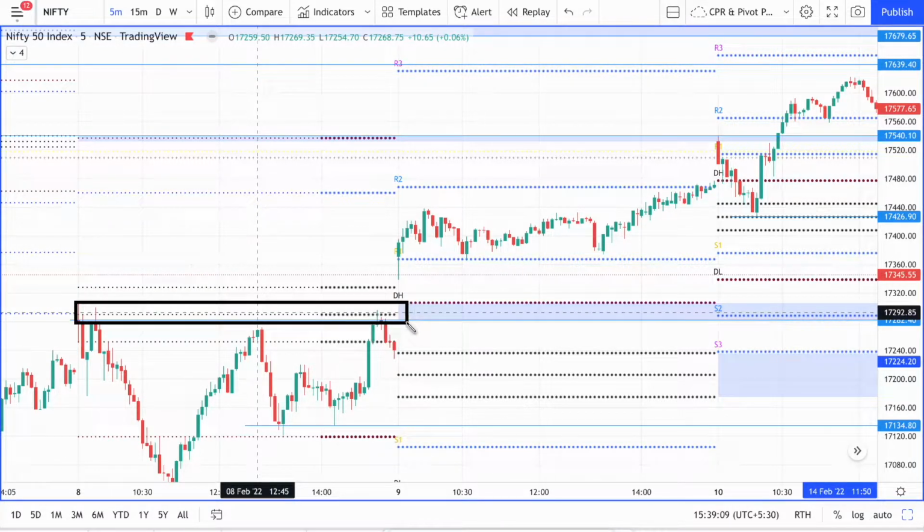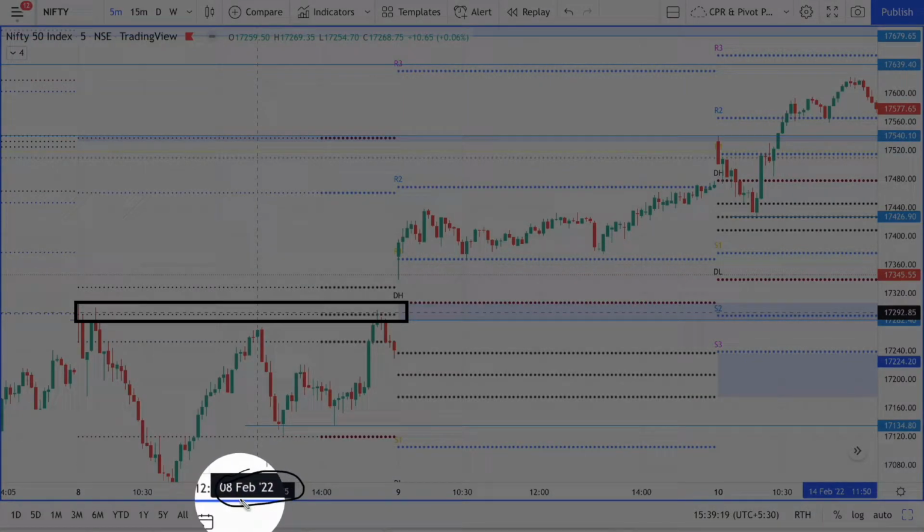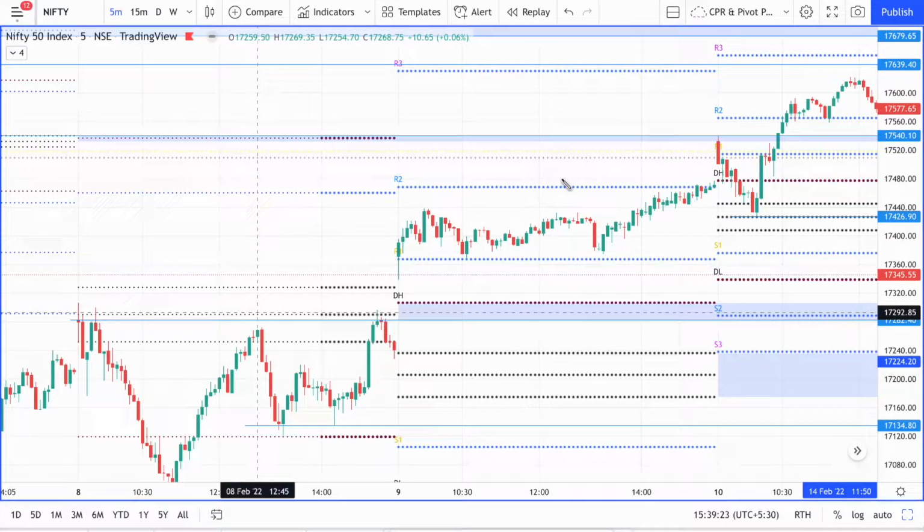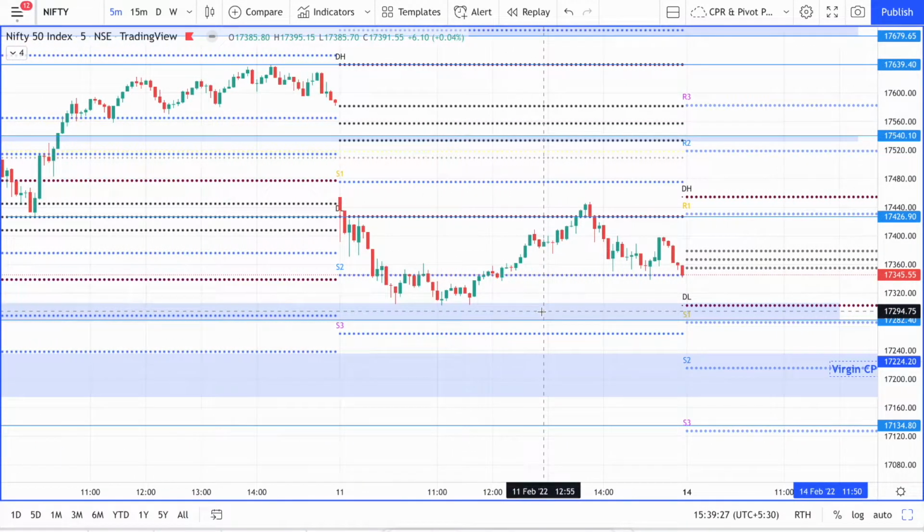So this was the supply zone that we had marked, coming from the 8th of February. You can see this here, that is the 8th of February. I'm zooming it for you. See, this is the 8th of February. So it came from that day, and that supply zone acted as a strong support today.